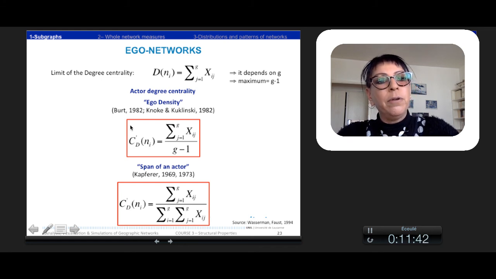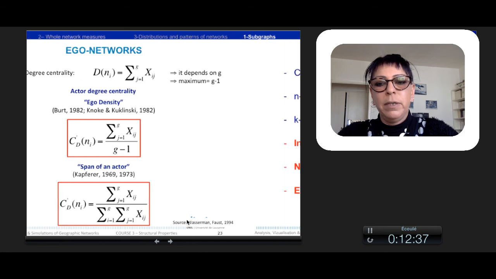So here, for example, the limit of the degree centrality of one node depends on the size of the graph, and the maximum is j minus 1. So the maximum degree of one node I will be j minus 1, and so we can calculate from an actor degree centrality perspective an ego density, which is the total number of linkages of I to j divided by j minus 1. Also, there are many different indexes like the span of an actor, which is the total linkages of I to all the j divided by all the linkages observed in the network.